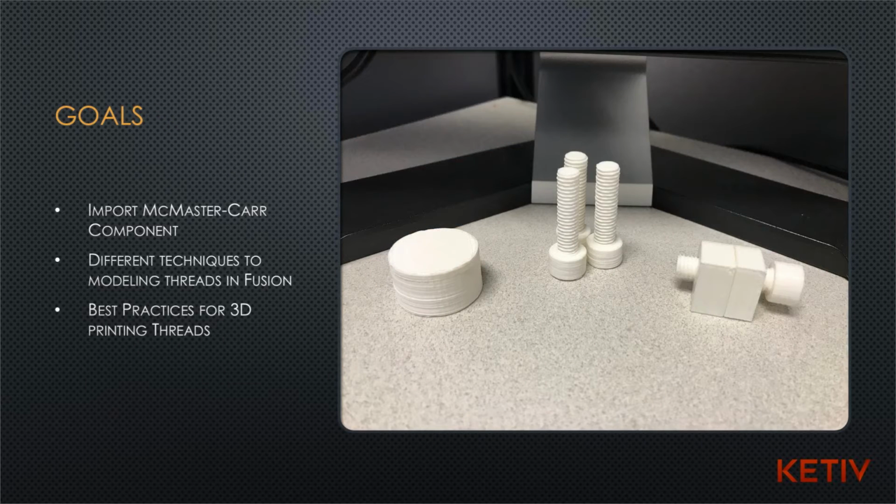And next are the goals. The goals for today are to do one of the easy ones, which is importing a McMaster-Carr component. Another would be to show you different techniques for modeling threads in Fusion, whether it be custom threads or adjusting the tolerancing of the size of the thread so it can fit better. I don't know if you guys have 3D printed before, but there's always initially that issue. And also best practices for 3D printing threads. A lot of people haven't had too much experience with 3D printers, or they're too afraid to do anything with the 3D printer yet. This is going to help us through that.